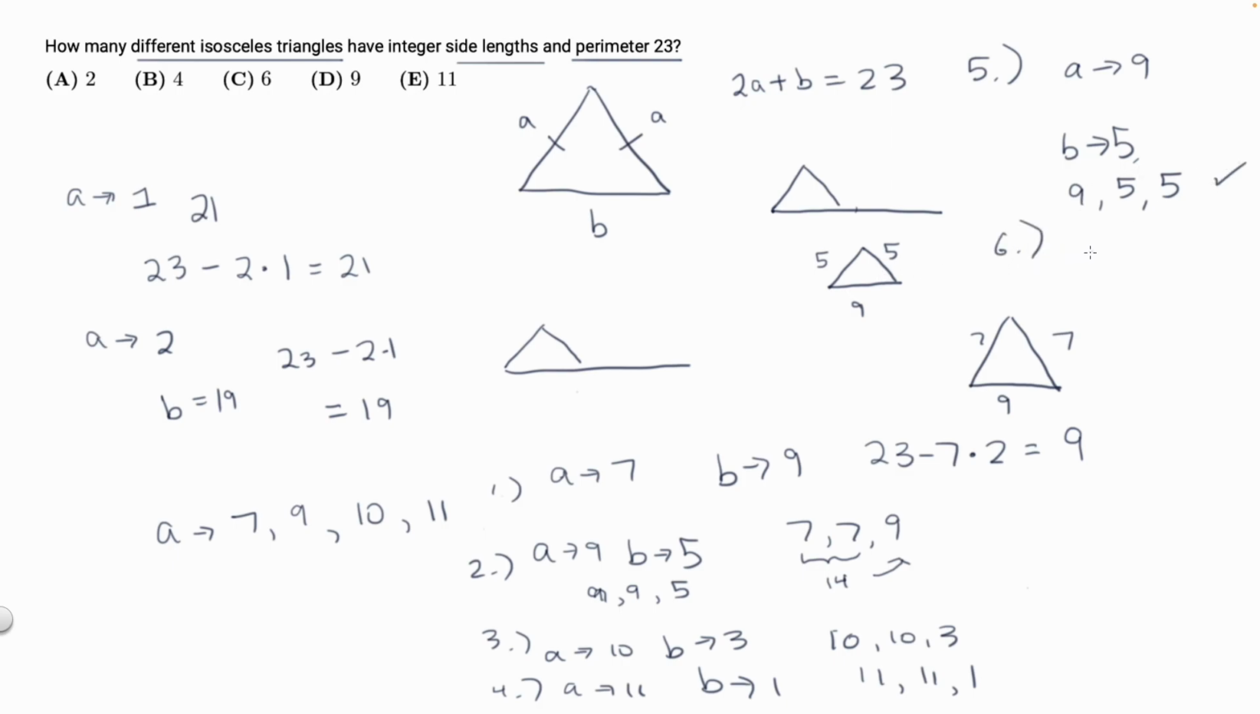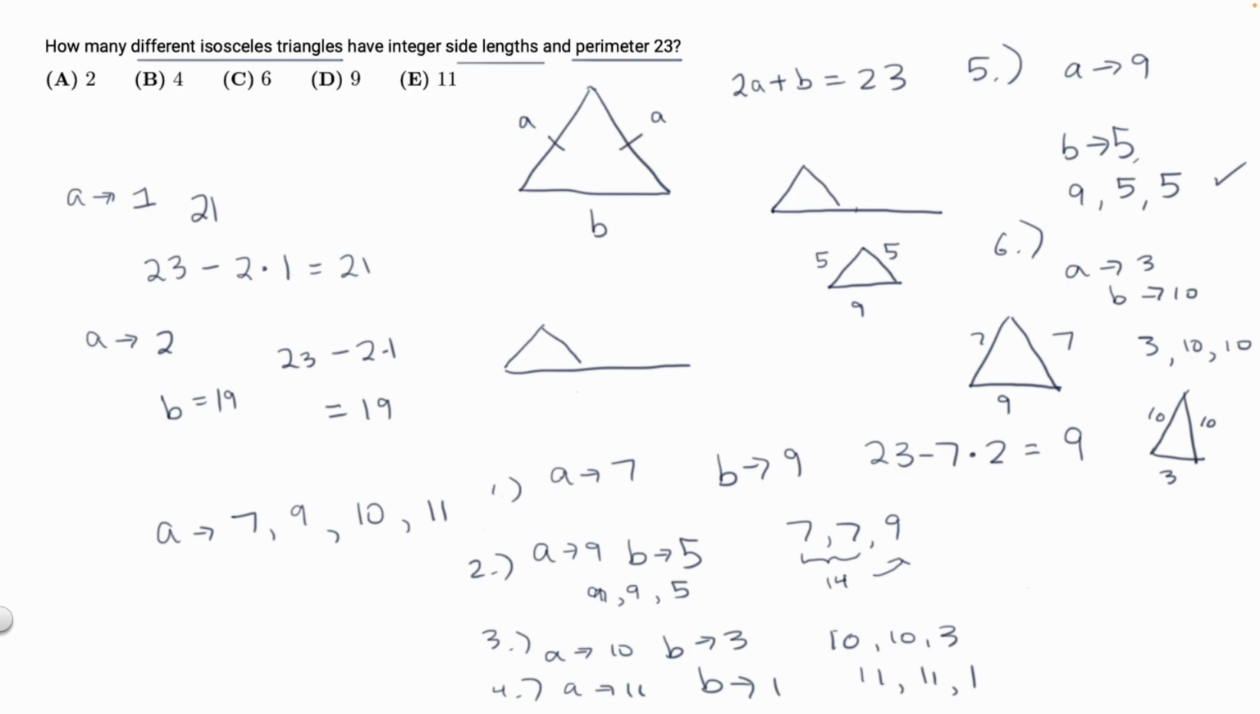For the last one, we can switch A to be 3, and B would be 10. This would make a triangle 3, 10, 10. If we draw that out, we assume that these are 10s. Let's make it more accurate. So these are 10s, and that is a 3, so it makes a triangle.